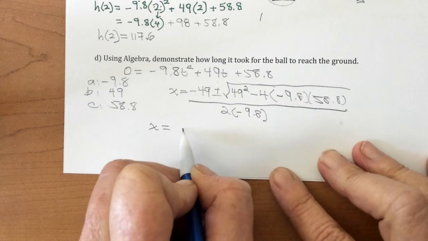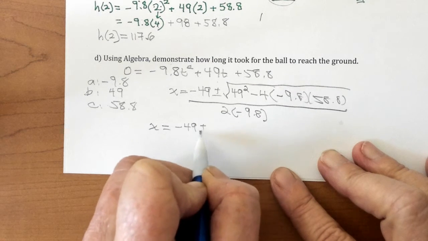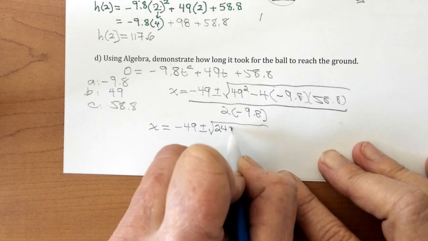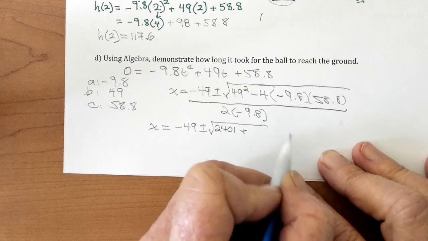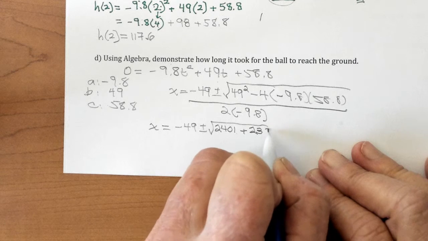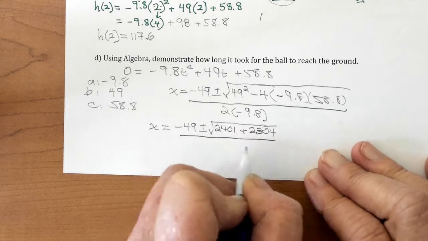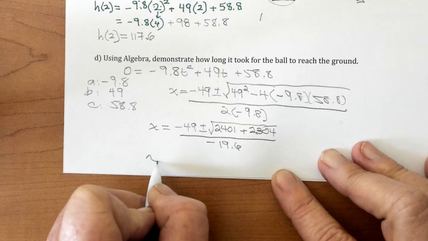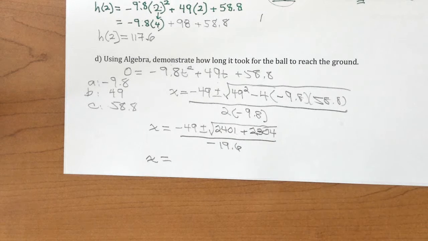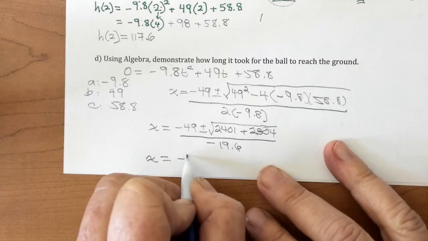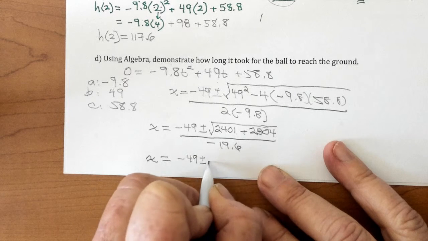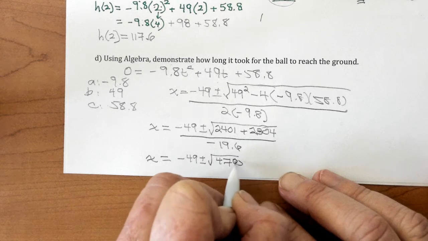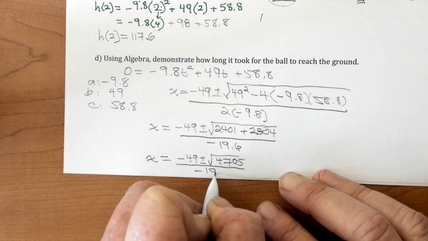I'm going to continue to solve and simplify. I get negative 49 plus or minus the square root of 2401 plus 2304, all over negative 19.6. Continue to solve and simplify. I get negative 49 plus or minus the square root of 4,705 all over negative 19.6.